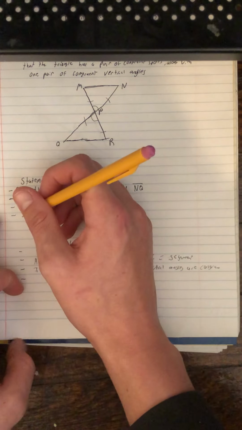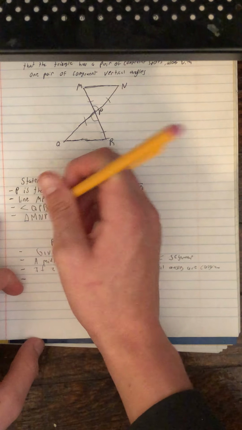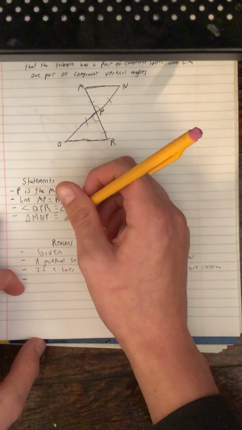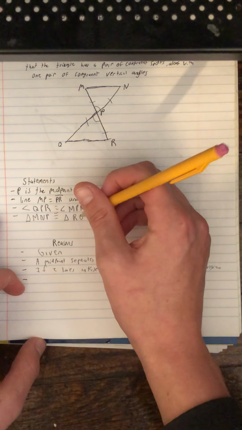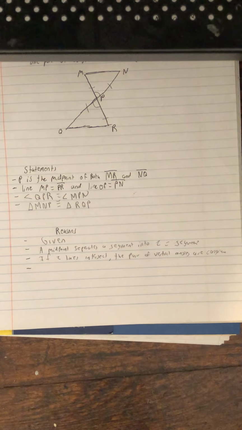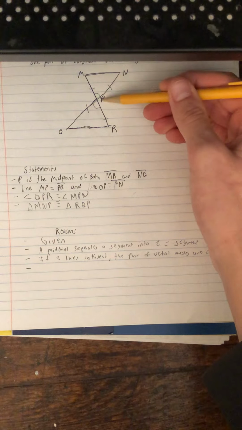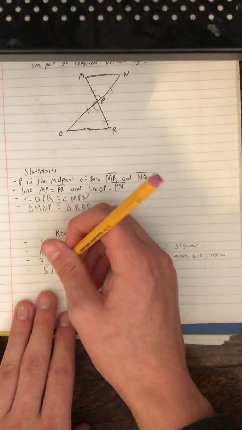So for our statement, we can say triangle MNP is congruent to triangle RQP. And then for our reasoning, we can say it's side, angle, side.